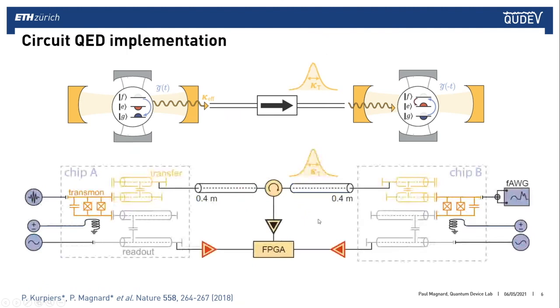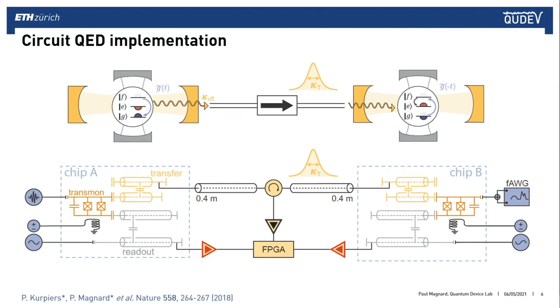In our implementation, the artificial atom consists of a transmon circuit, which you can see in orange, and the transfer and readout cavity each consists of a coplanar waveguide resonator, shown in yellow and gray, respectively. The microwave link is a meter-long copper coaxial cable intersected with a microwave circulator in the middle. And finally, we use a Josephson parametric amplifier, shown as red triangles at the bottom, to measure the qubits in single shots.